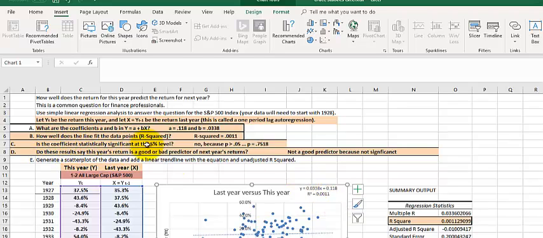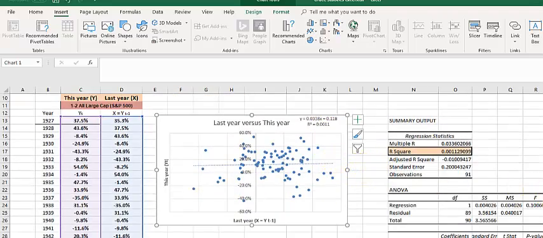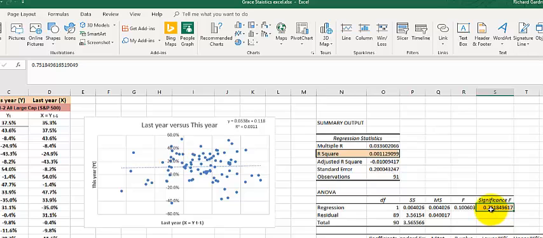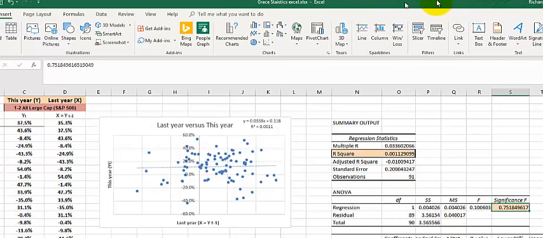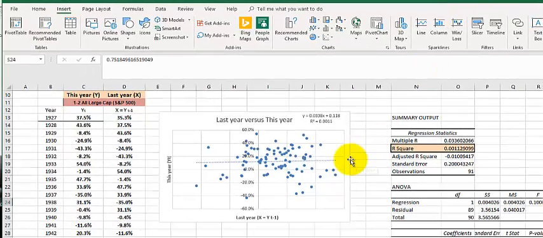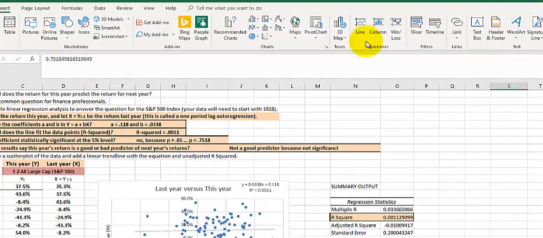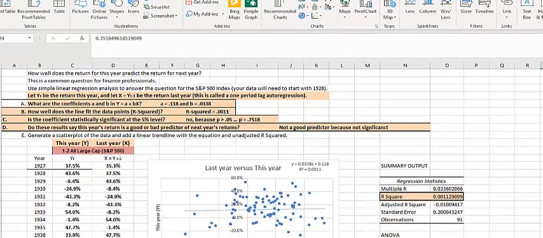And is this coefficient significant at 5%? That's when we go here to this regression. You can't see that, but I can see this. This is the p-value for the regression, and because it's much bigger than 0.05, it's not a significant regression. So in a nutshell, the results of last year are not a good predictor of this year. Again, this regression is not a significant regression, therefore the predicting power is not very good.